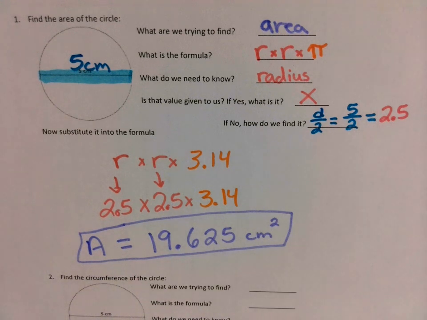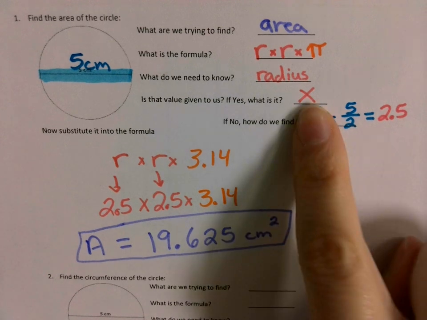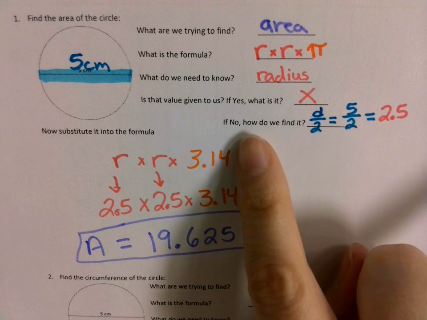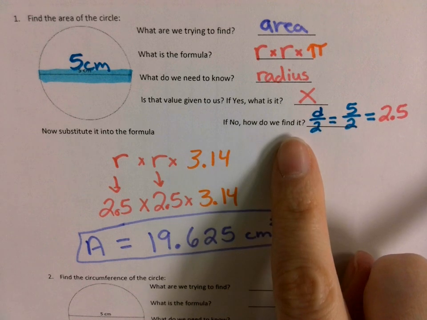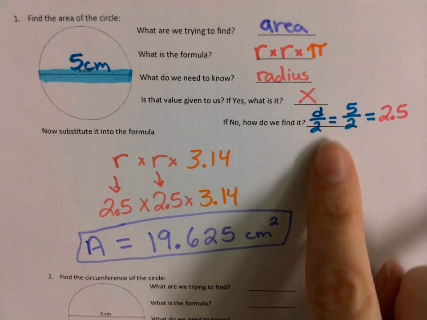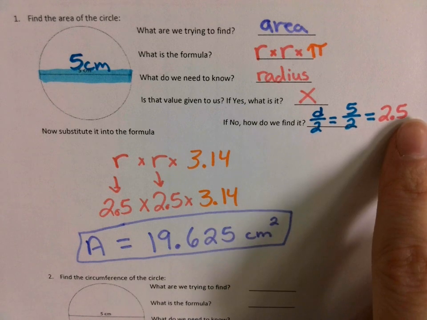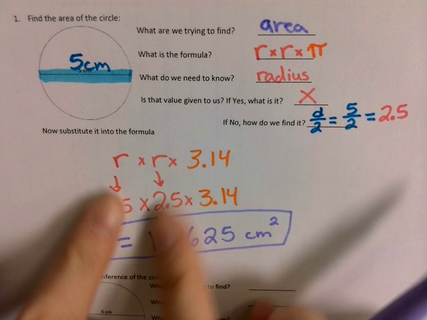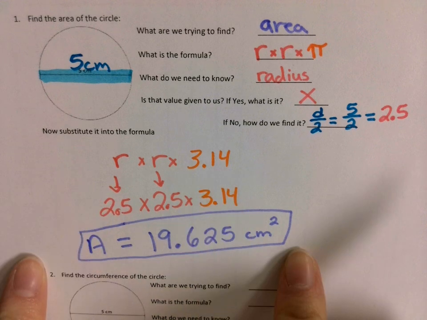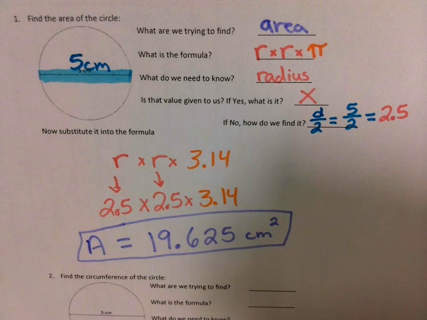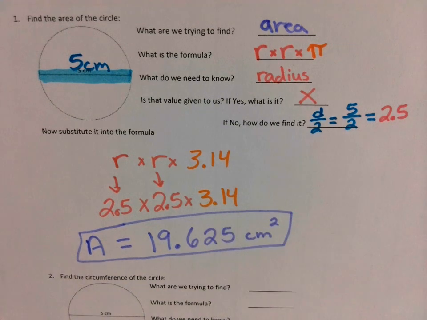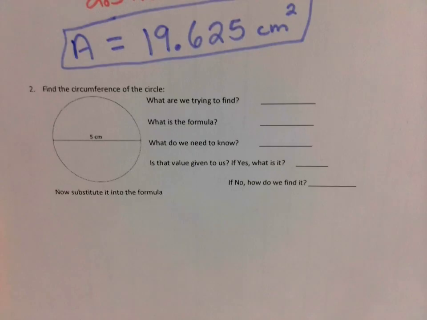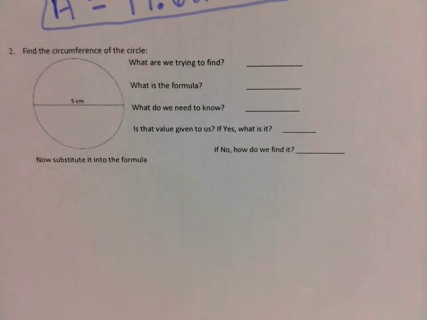If they did, you're going to indicate what the value was. If they did not give you the value you needed, you're going to tell me how you find that value and what it will equal. And then you're going to take the value and plug it into the formula to solve the problem. Okay? It's a step-by-step direction on what to do. Go ahead and do problem number 2 on your own.